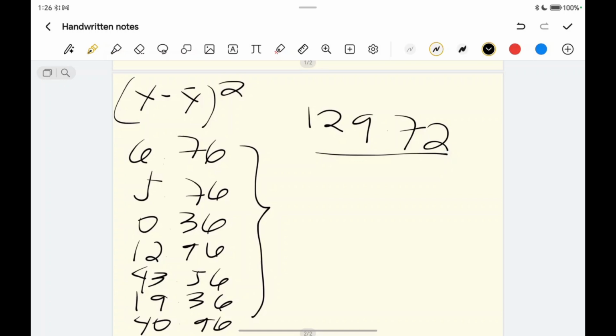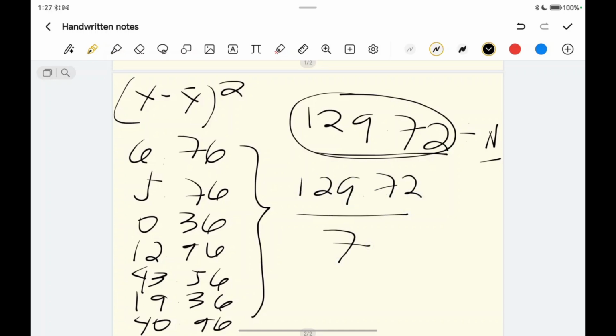We have to divide this number by n. N, because it is population variance. If it is sample, there is another way of dividing this problem. So it goes like this: 129.72 is divided by 7, since again there are 7 numbers in the given set. So the answer would be 18.